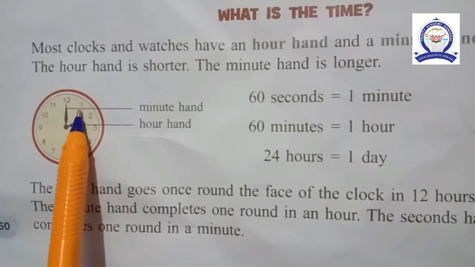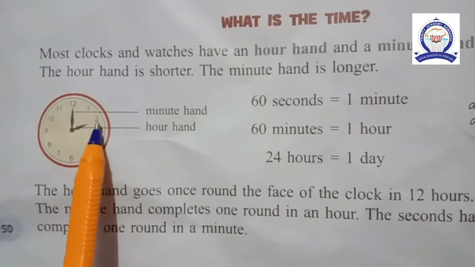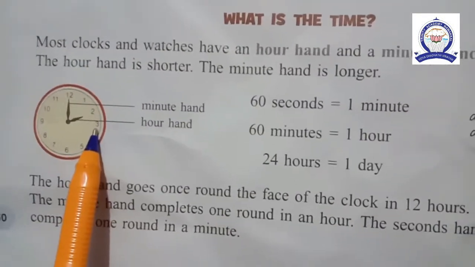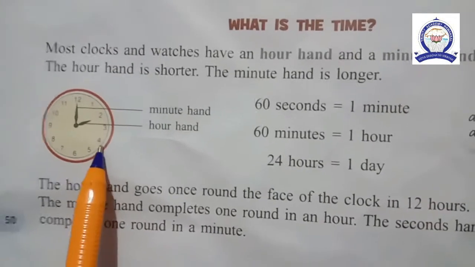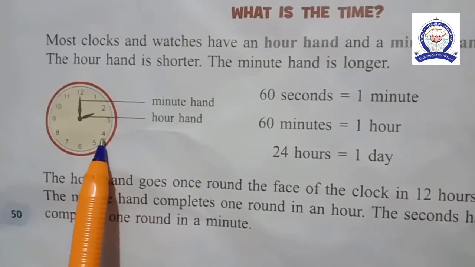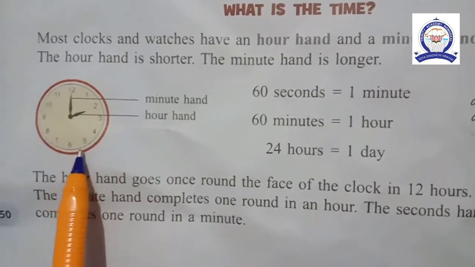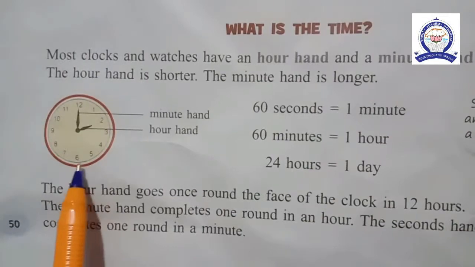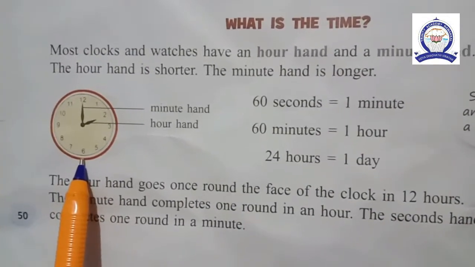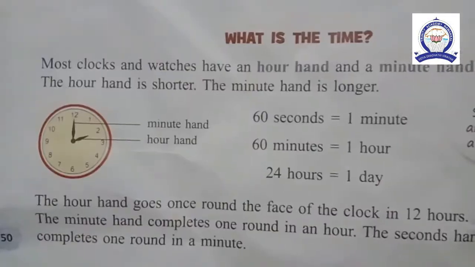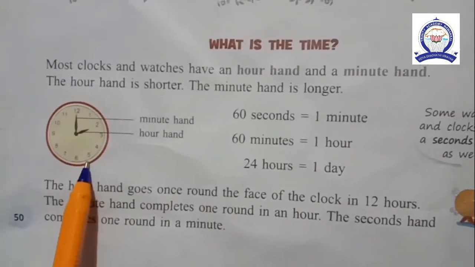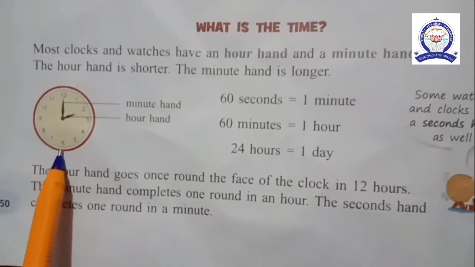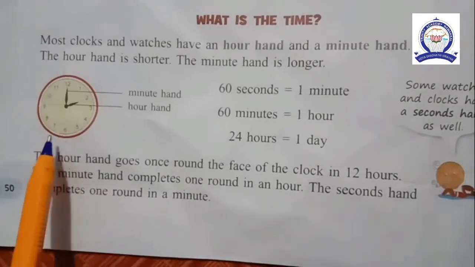1 5 is 5. 2 5s are 10, 10 minutes. 3 5s are 15, 15 minutes. 4 5s are 20, 20 minutes. 5 5s are 25, 25 minutes. 6 5s are 30, 30 minutes.